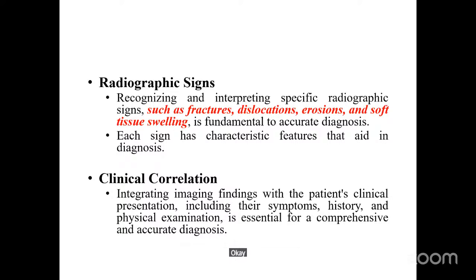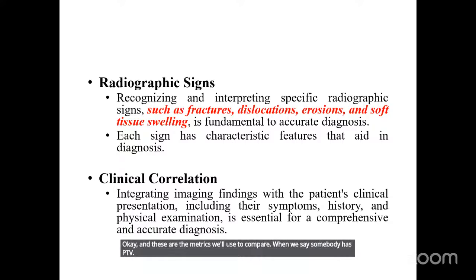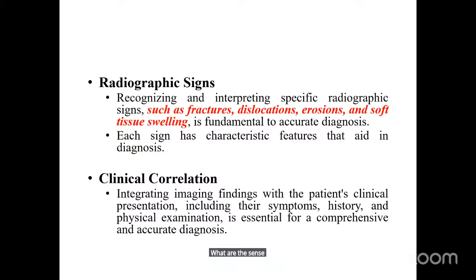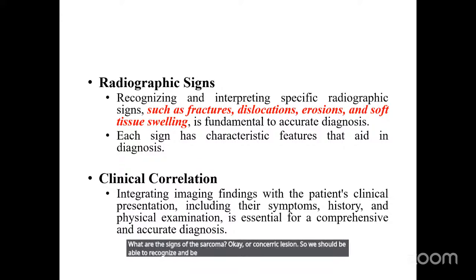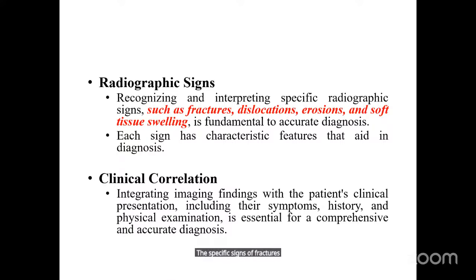Okay, and these are the metrics we will use to compare. When we say somebody has PTB, what are the signs of PTB? When we say somebody has a fracture, what are the signs of fracture? When we say somebody has cancer of tissue, sarcoma, whatever, what are the signs of that sarcoma or cancerous lesion? So we should be able to recognize and interpret these specific signs of fractures or pathologies or dislocations on the radiograph.